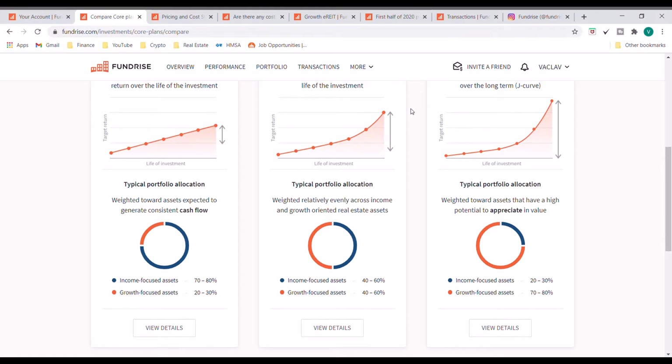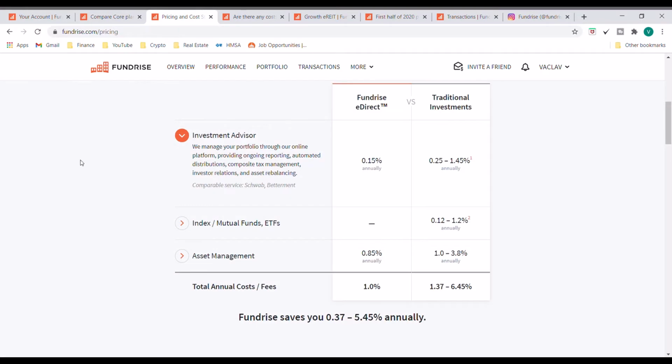Their fees, so they have annual fees, which come down to 1% a year, which is really good compared to other traditional investments and other websites. So I feel like 1% for what they offer is really good. You can ask them any questions you have about your investments. They have a great platform that I will go over with you. I really think it's worth it.